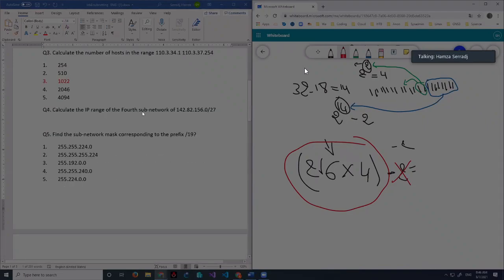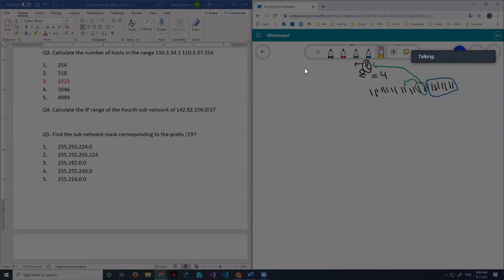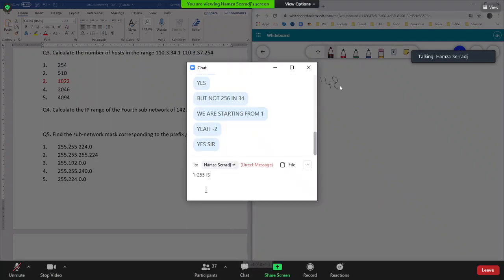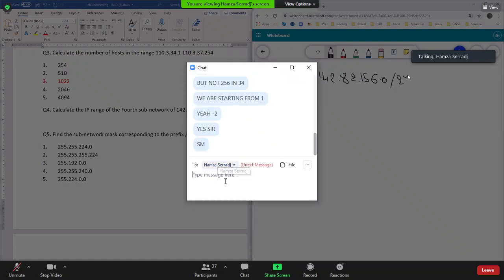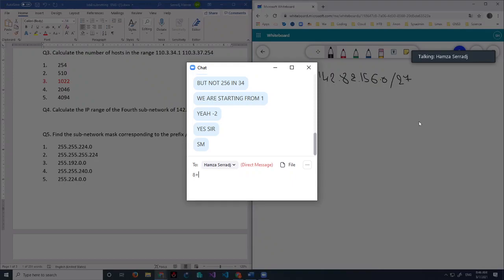Calculate the IP range of the fourth subnet. Okay, let's do some subnetting here. Step by step. What is the first thing that I need here? Come on, guys, help me. So it's saying here that we have this address 142.82.156.0/27. What is the first step? Find the subnet mask. Good. I need to find what is my subnet mask. This is the first thing that I have to do.